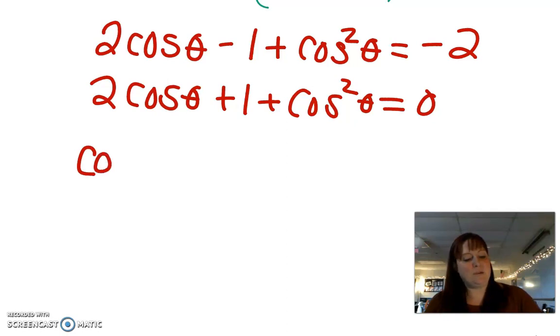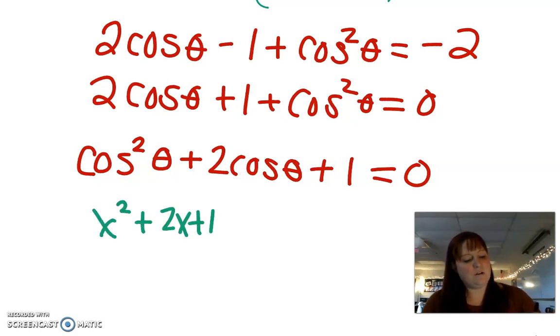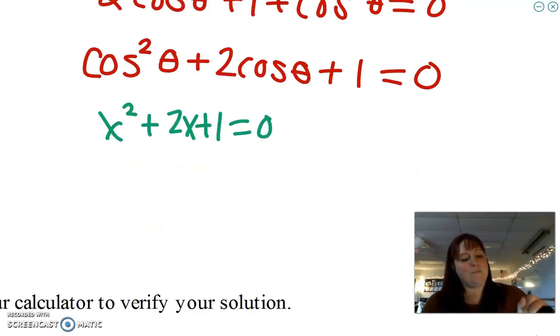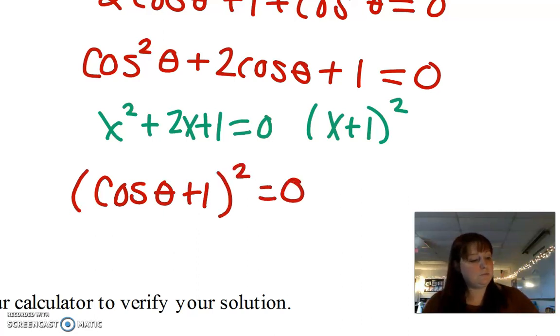So let's just do that, because it might not be obvious right now how we can do anything with this to solve for theta. But now maybe it is obvious, because if this was x squared plus 2x plus 1 equals 0, would you know how to solve it? Yeah, you would, because you just factor it. Well, guess what? Cosine squared is the same. To factor this one, it would be x plus 1 squared. So in this case, this is just going to be cosine theta plus 1 squared equals 0.